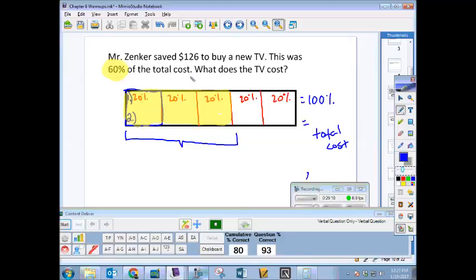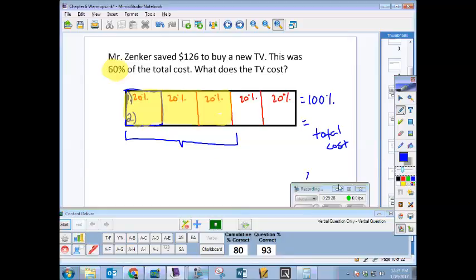So Mr. Zenker saved $126 to buy a new TV. This was 60% of the cost. What does the TV cost? Does Mr. Zenker have enough money right now to go buy a new TV? No, he does not. So he needs to save some more. So what's highlighted in yellow is 60%.